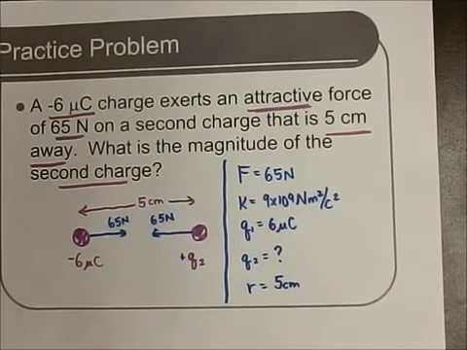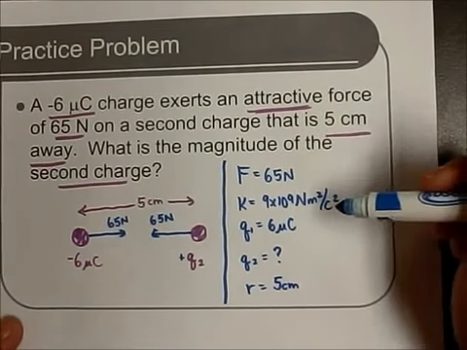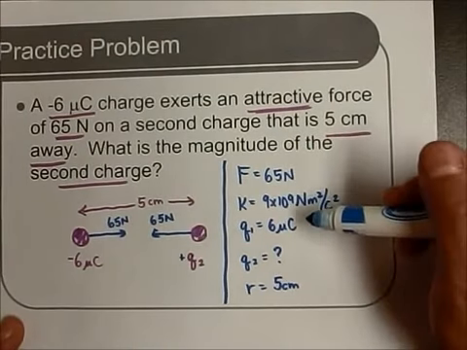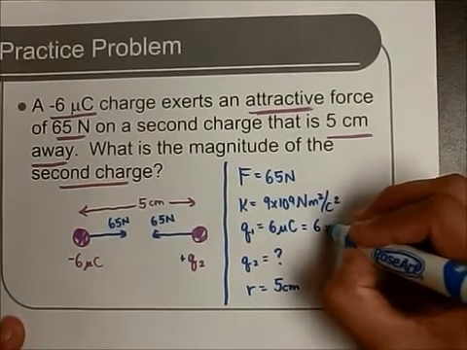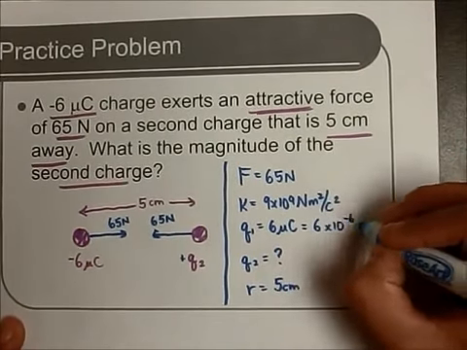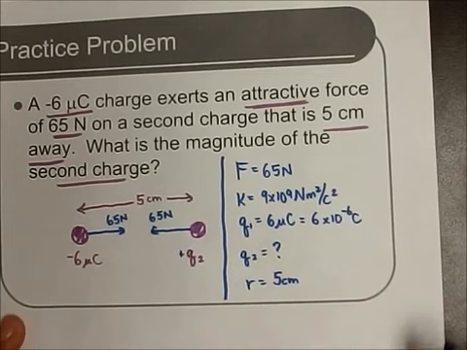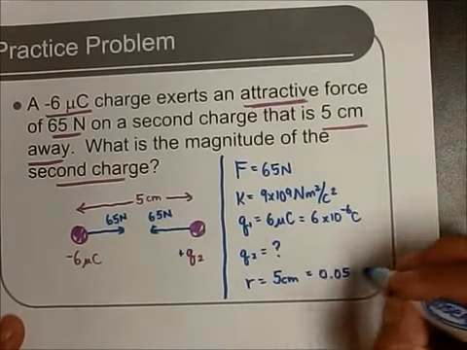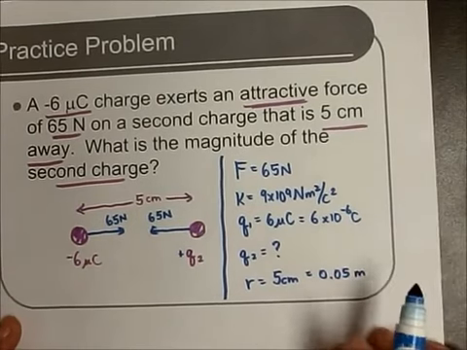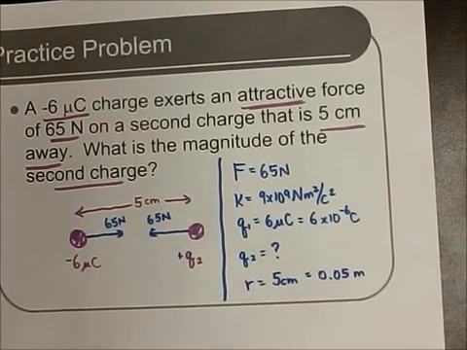So before we do anything here, we first have to make sure all our units are appropriate. Newtons, good. Newton meters squared per Coulomb squared, good. Microcoulombs, no. So we have to convert this, so this would be 6 times 10 to the negative 6th coulombs. Centimeters, no. Divide by 100, this becomes 0.05 meters. And we're trying to solve for Q2.